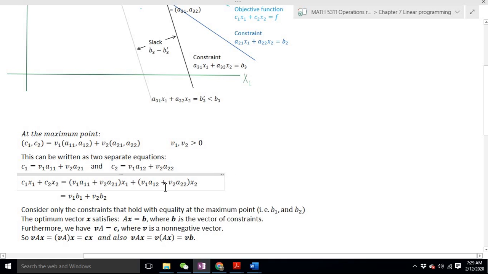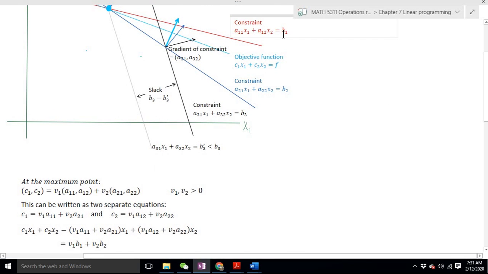Now, if I rearrange, what happens? Well, if I group the terms on the left-hand side here that have v1, what do I get? I get v1 times a11x1 plus a12x2. What is that? Go back up here and you'll see that those two terms simply comprise b1. Right? So if I pull out the terms that involve v1, I get v1 times b1. If I pull out the terms involving v2, I get v2 times a21x1 plus a22x2. What's that? That's exactly b2.